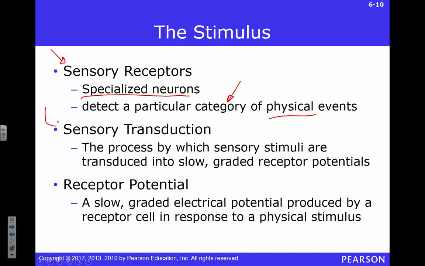All right, we already discussed sensory transduction. The only other concept that we really want to have under our belts right now is this idea of a receptor potential. Now, previously, we talked about action potentials.